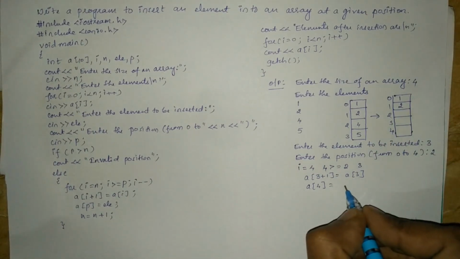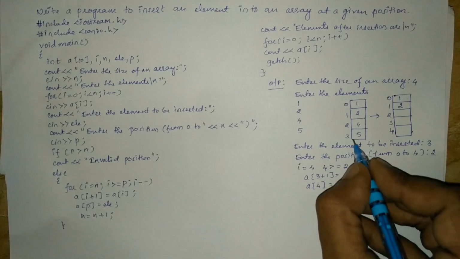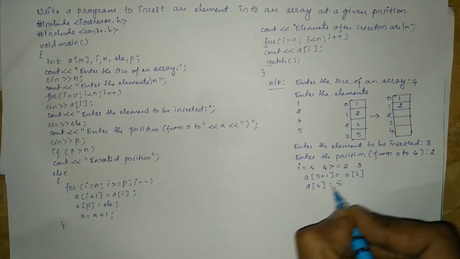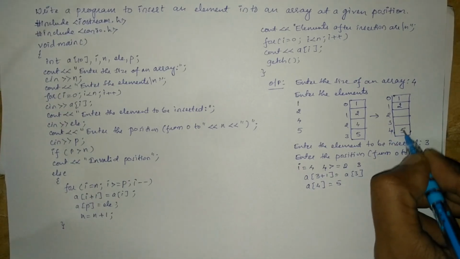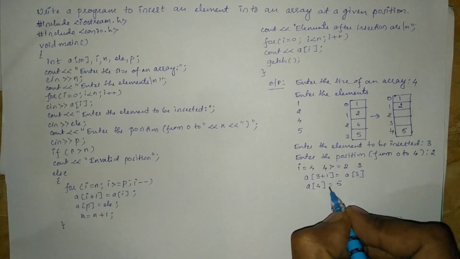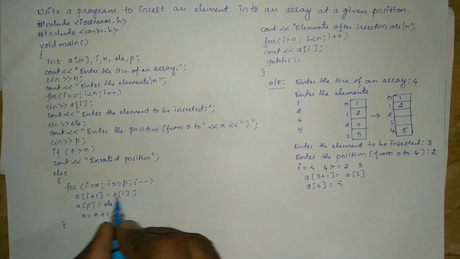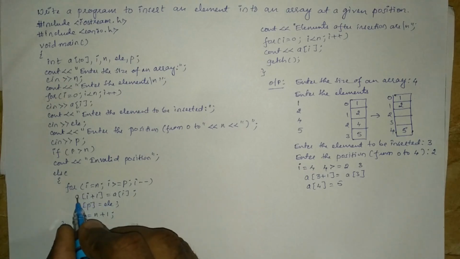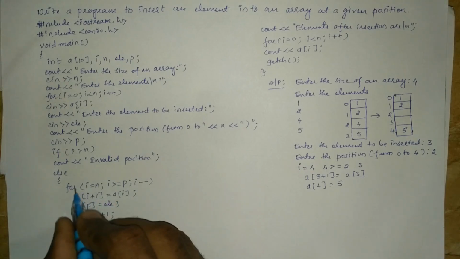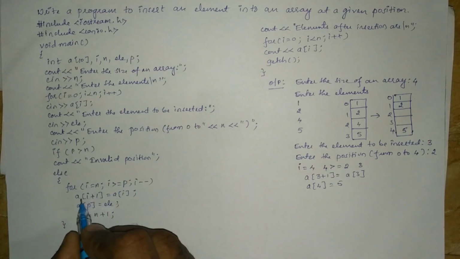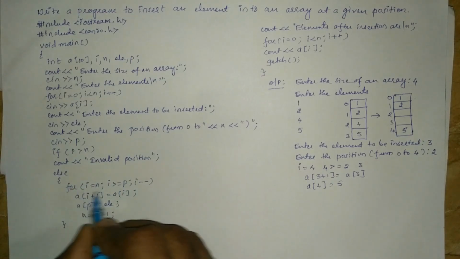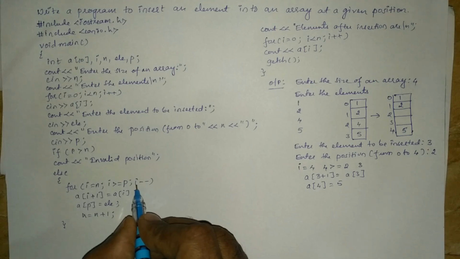Now what exactly we are doing here is a of 3. A of 3 consists of 5, so 5 is equated to a of 4. Here you can see a of 4 is now holding value 5 after the first iteration. This is a simple statement, because only this particular statement will get executed repeatedly till this condition is satisfied. Once again control transfers to the for loop by decrementing the value of I by 1.